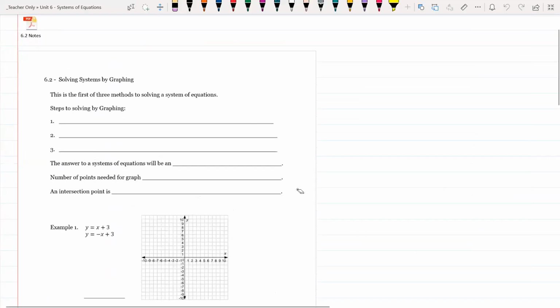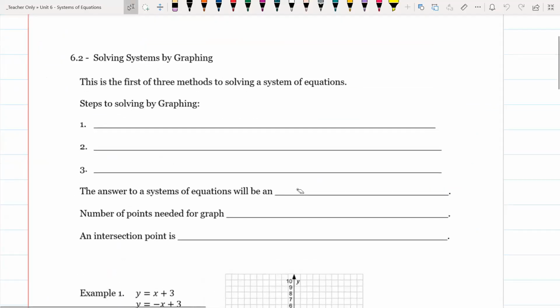All right, so we are going to talk about solving systems by graphing. There's a couple of steps to solve this. Okay, and this is the first of three methods we're going to use to solve a system of equations. So let's start by writing out the steps.